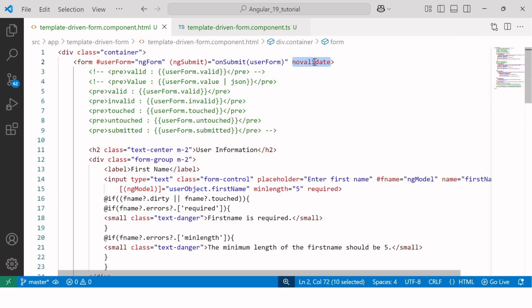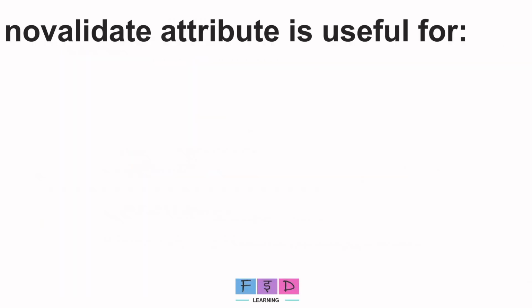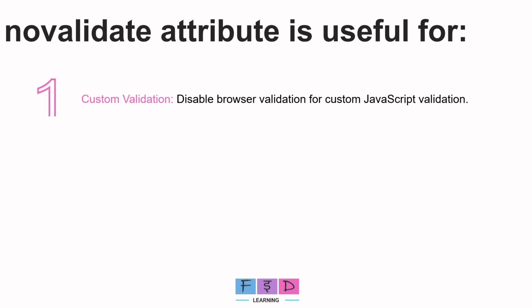So, if the novalidate attribute is used to disable the browser's built-in form validation, then why would we want to do that? Actually, this attribute is useful in specific scenarios such as custom validation. When we want to perform custom validation on the form fields using JavaScript, we can use the novalidate attribute to disable the browser's built-in validation.